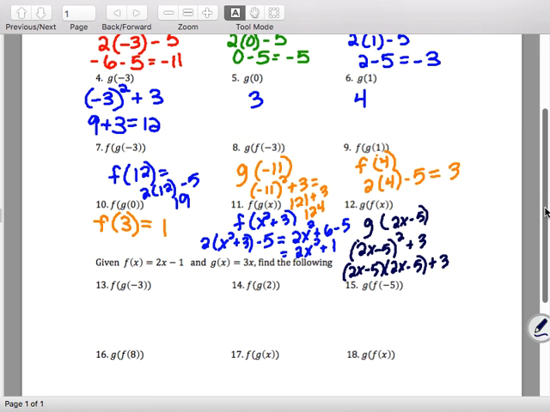All right, so if I FOIL this, that's 4x squared. The outer is minus 10x. The inner is minus 10x. That's minus 20x plus 25 plus 3. And I'm going to collect like terms. And that's going to give me 4x squared minus 20x plus 28. All right, questions on that one? All right, you guys try 13 through 18.